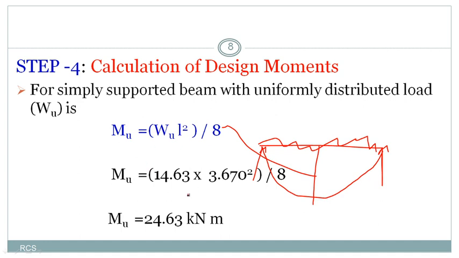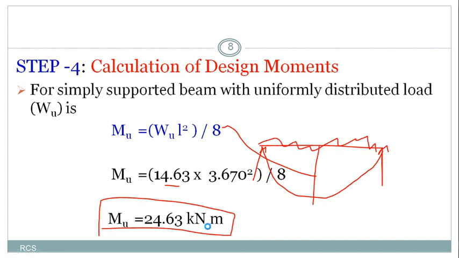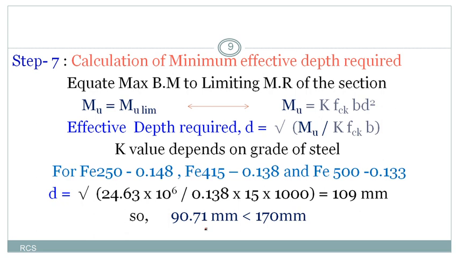So you know already W is 14.63 and L is 3.670, the effective length, and multiplied by 8 we will get the factored bending moment, or the maximum bending moment, or the design bending moment, we can call it, that is 24.63 kilonewton meters. So after knowing that, we have to go for calculation of the effective minimum depth required.